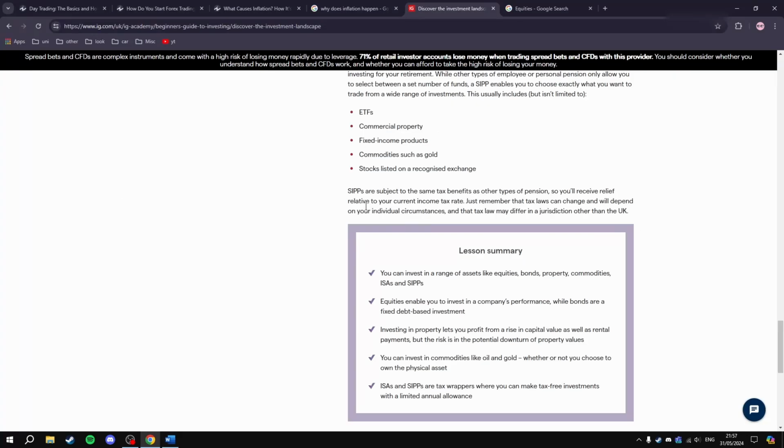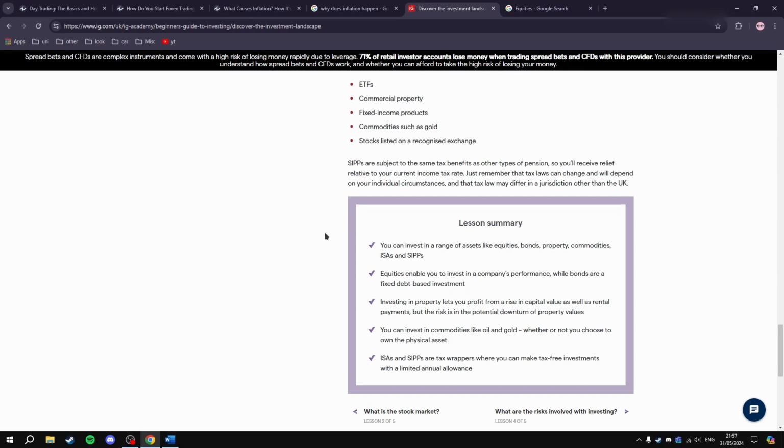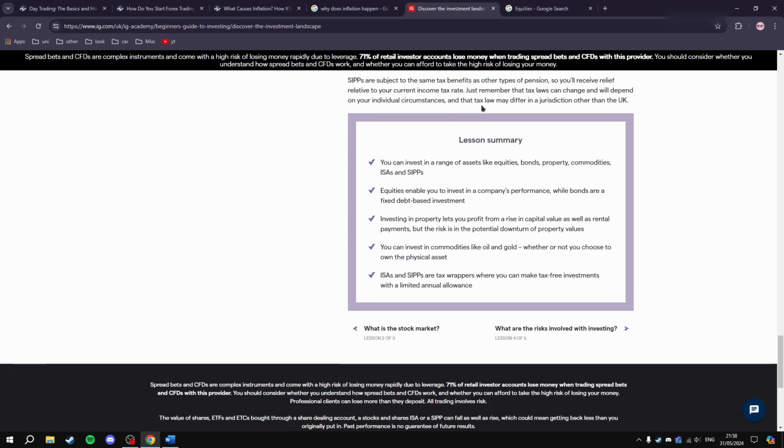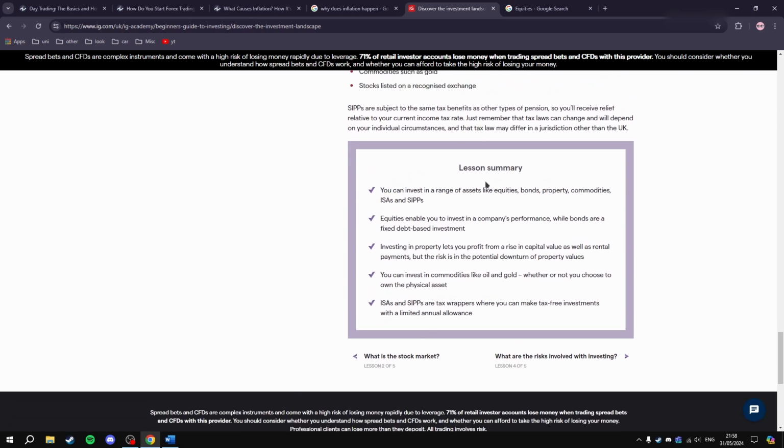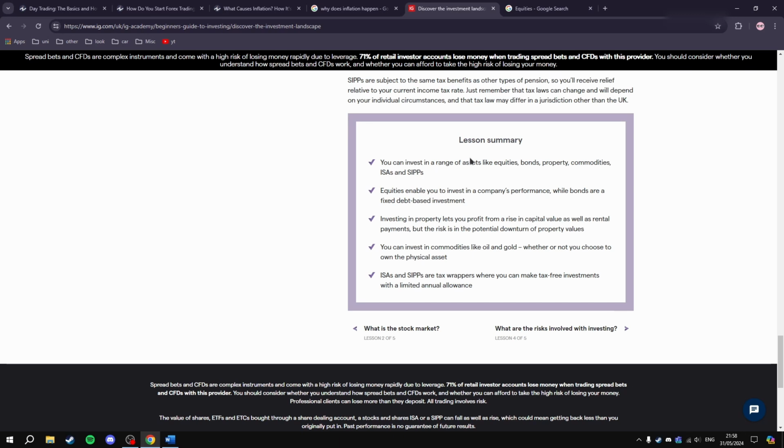SIPs are subject to the same tax benefits as other types of pension, so you receive relief relative to your current income tax rate.